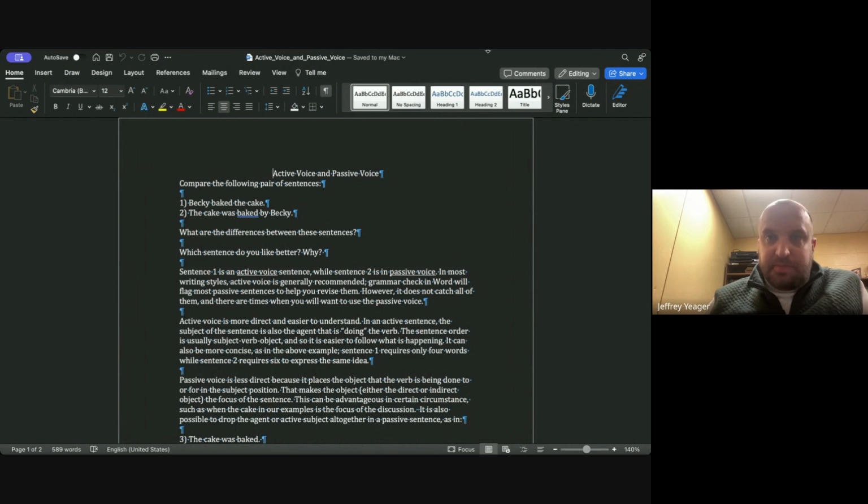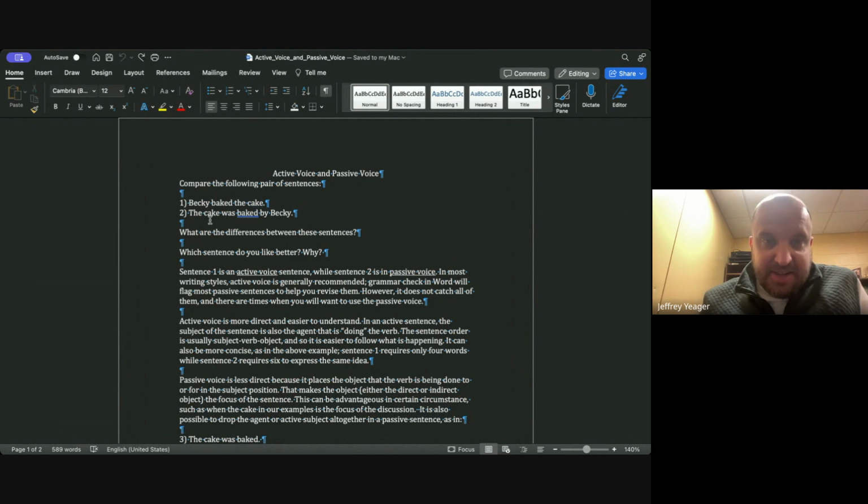So for the purposes of my classes, I typically want people to stick to the active voice. But for a grammar class, it's important to know the differences. It's important to know how to switch back and forth between the two. So if you take a look at these two sentences, Becky baked the cake versus the cake was baked by Becky. In this first sentence, Becky is the subject, bake is the verb, cake is the direct object.